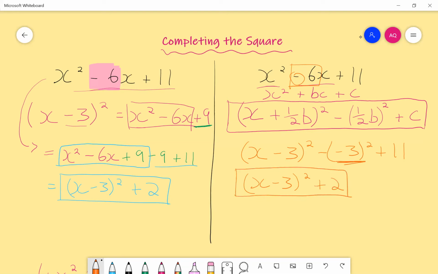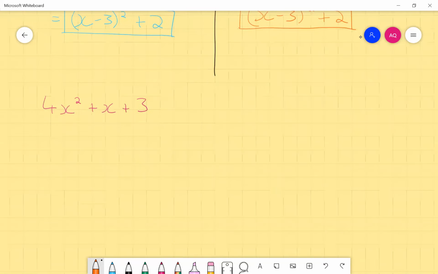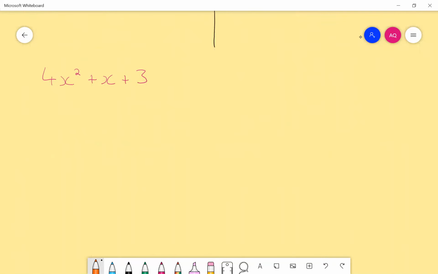So maybe a little bit quicker than the other method, but it does require a bit more memory. We have to remember we add half the x coefficient or subtract depending on the sign and square, then subtract half the x coefficient squared and add on the constant at the end. Either method is fine. Now let's look at a slightly trickier one. The reason this is going to be a little bit more difficult is because it starts with a 4x squared.